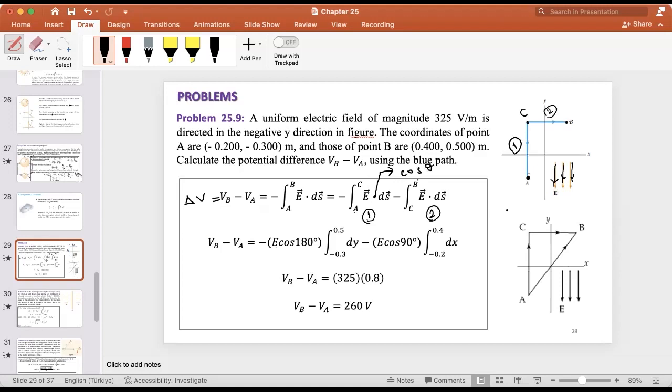E is constant, E is the same, E is uniform. Uniform means it is constant. So you can take E outside of the integral. And what's the cos theta? Look at this one. My path, say ds, is going from A to C. So ds is going to here and the electric field is going the opposite way. And the angle between ds, say ds1, this one is ds2, the angle between ds1 and the electric field is just 180 degrees.